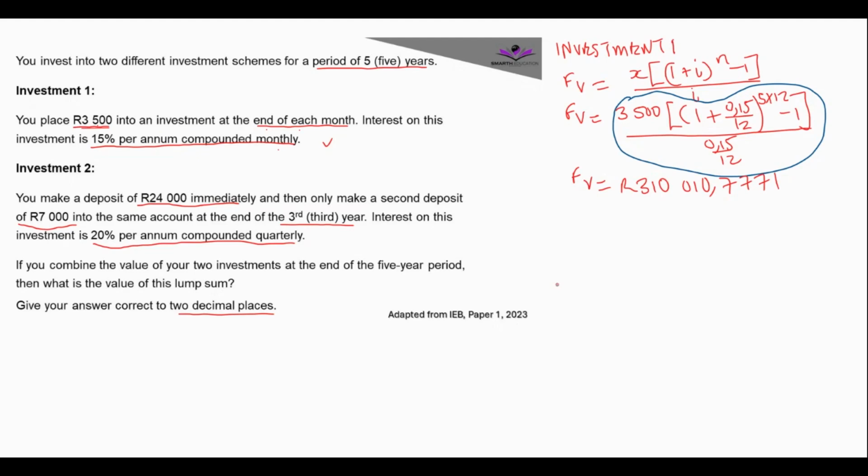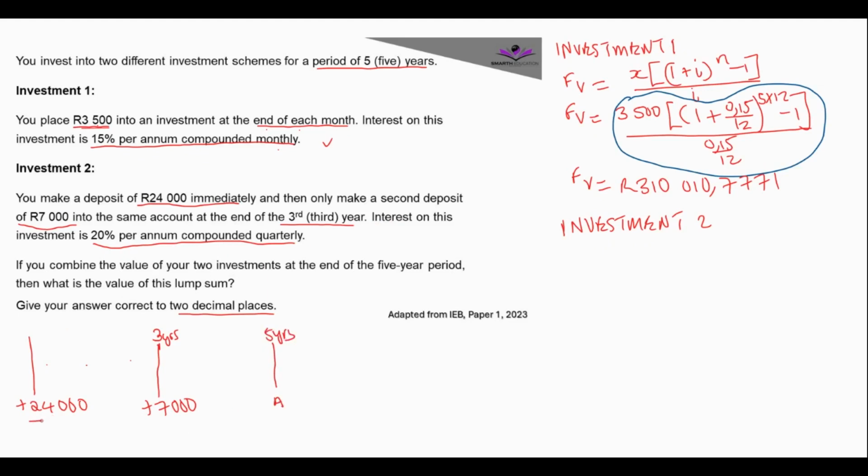Let's look at investment 2. You make a deposit of 24,000 immediately. So there's a deposit. Let me draw the timeline here. So we have a deposit of 24,000, and then only make a second deposit of 7,000 into the same account at the end of the third year. So we have year 1, year 2, year 3, and then we add another 7,000. This will be 3 years. And then interest on this investment is 20% per annum compounded quarterly. So we want to find A here at the end of 5 years.